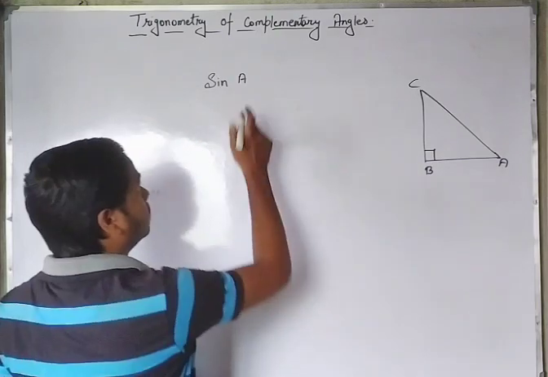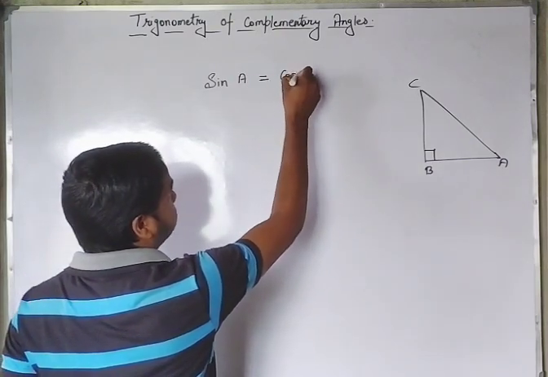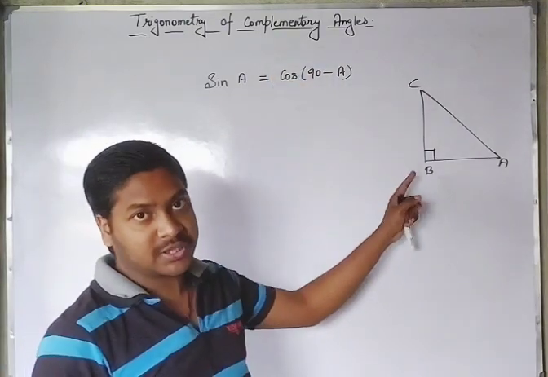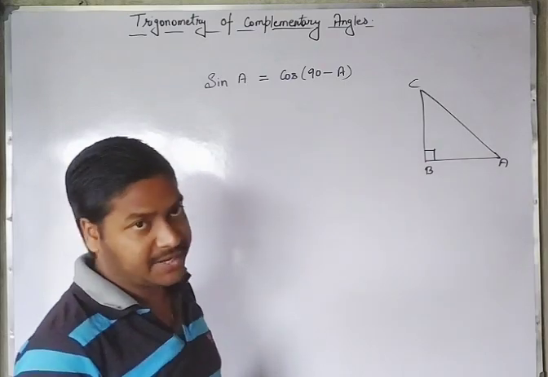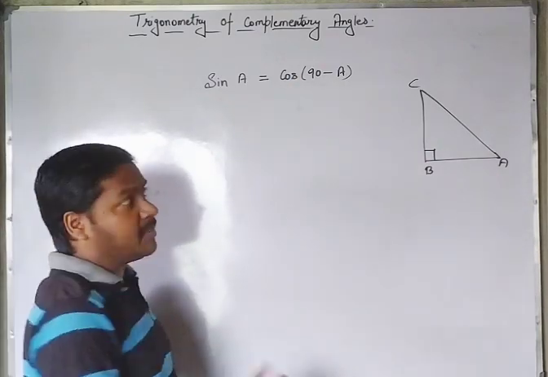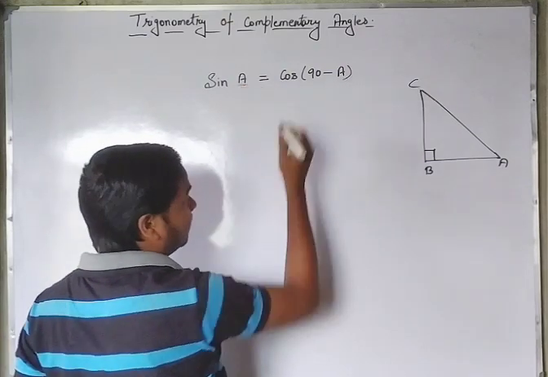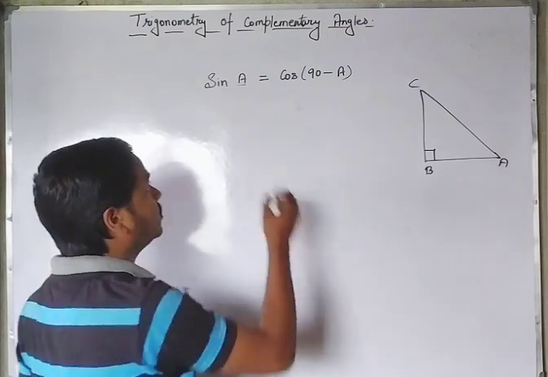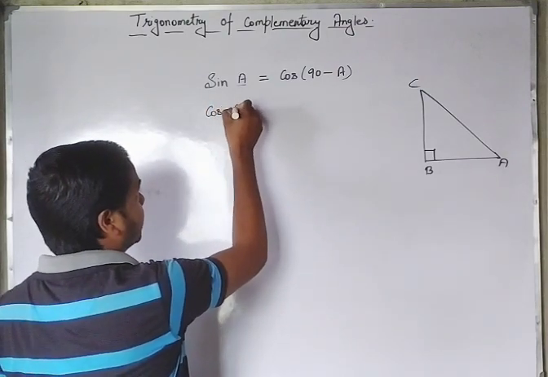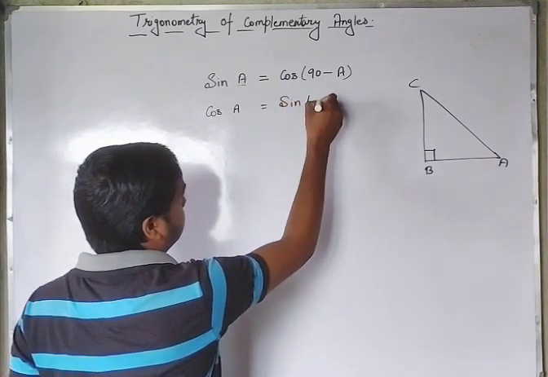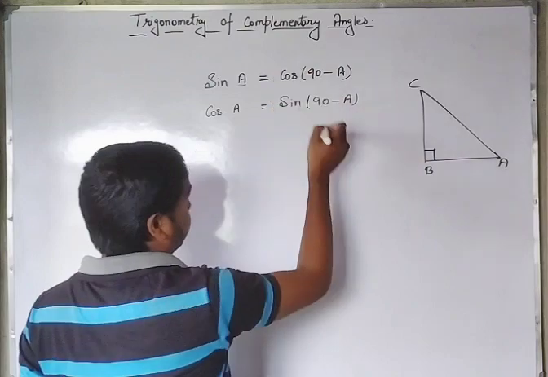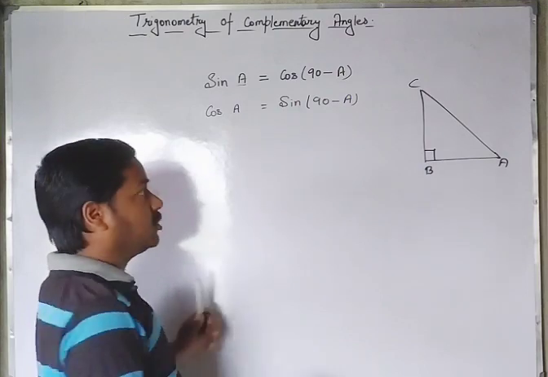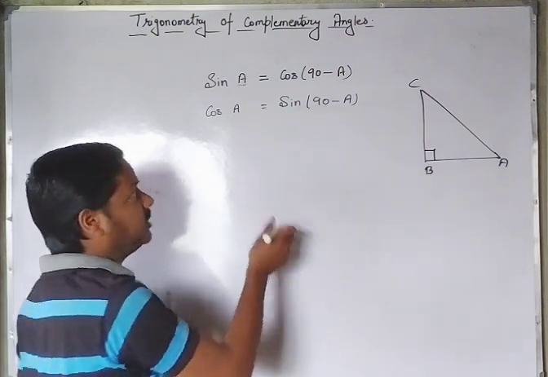Sine A is also written as cos of 90 minus A. If we subtract, cos of 90 minus A will be equal to sine A, or sine A can be written as cos of 90 minus A, where both angles A are the same. In the same way, cos A is equal to sine of 90 minus A. These are angles, so we can use the degree sign also, you can write 90 degrees here. I am not using it because it is usually written like this.